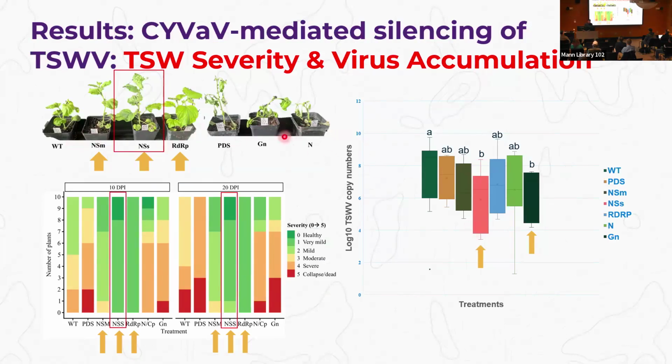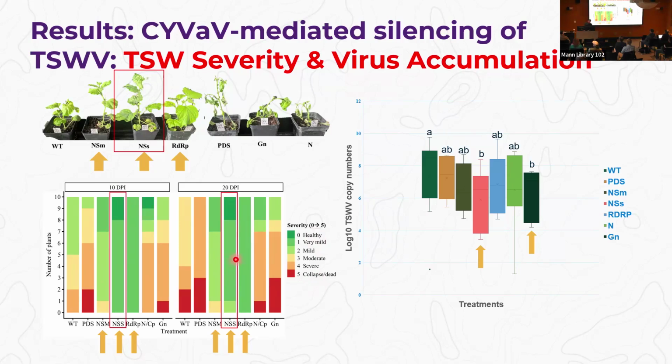The first image you will see is the actual phenotype. And NSM, NSS, and RdRp have the healthiest phenotype, as you can see, compared to wild type and other treatments. And that goes hand in hand with the disease severity on the scale of 0 to 5, where 0 is healthy and all green, and then 5 is dead or collapsed plants. And so the middle 3 bars here, you can see there's a lot of green here at 10 days post-inoculation, as well as at 20 days post-inoculation. So these treatments are clearly winning.